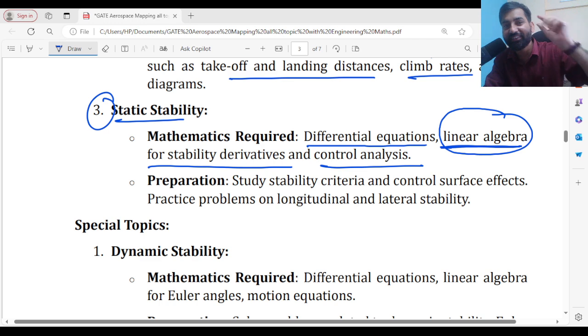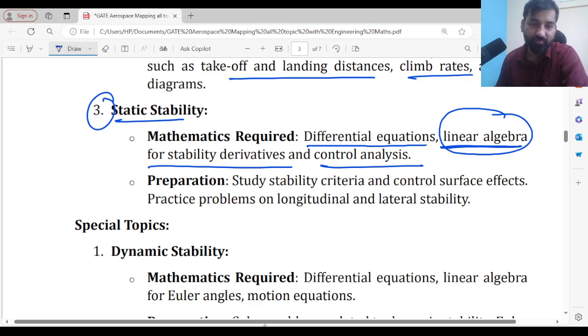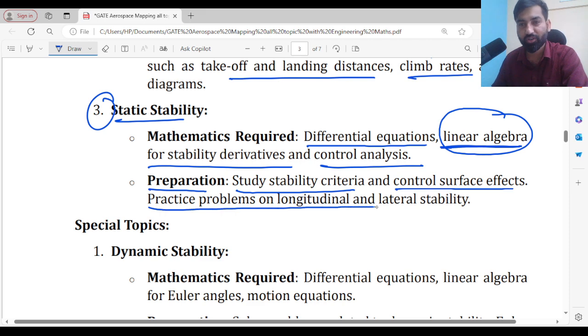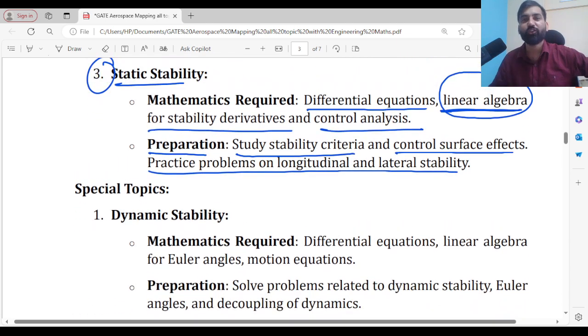So you see this static stability, you must be good at differential equations and linear algebra, understand. So what is the preparation that you have to do? Study the stability criterion and control surface effects, and practice problems on longitudinal and lateral stabilities. So this is the topic. I think now you understood algebra, calculus and differential equations. Please go through them before you start this subject.